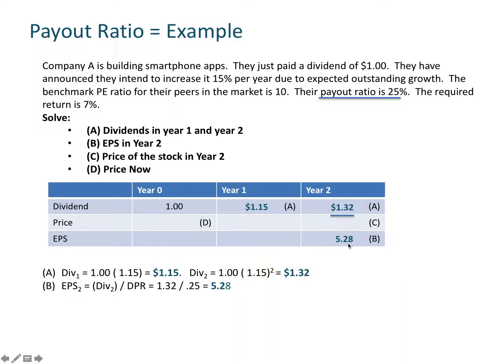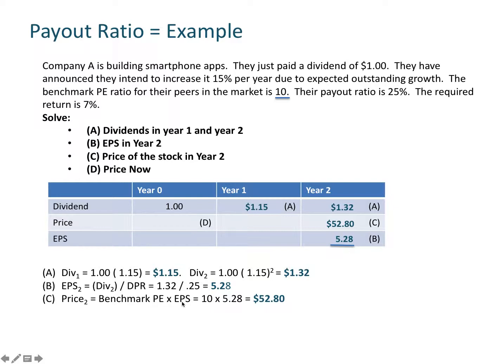To solve your earnings per share in year 2, you're going to take your dividend in year 2, which we just solved, $1.32, divided by that dividend payout ratio, which is 25%, 0.25, and that gives us an earnings per share of $5.28. Okay. Price of stock in year 2 is basically our benchmark PE times our earnings per share.